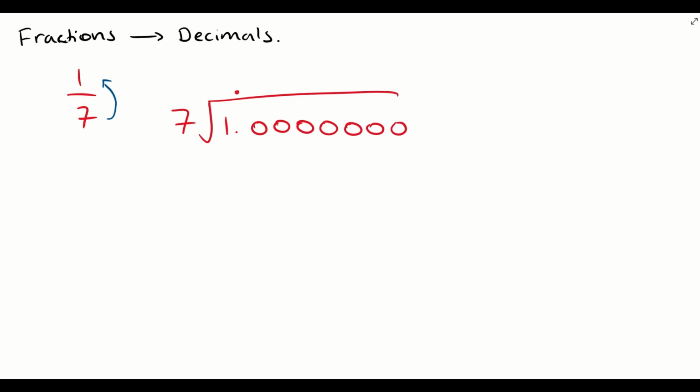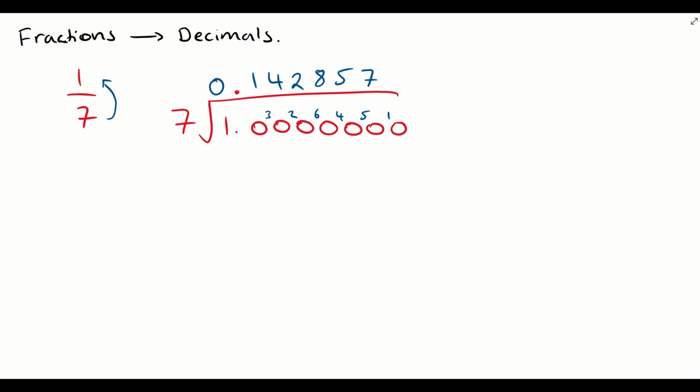So 7 goes into 1 0 times. 7 goes into the number 10 1 time to 7 with 3 left over. 7 into 30 goes 4 times to 28 with 2 left over. 7 goes into 20 2 times to 14 with 6 left over. 7 into 60 goes 8 times to 56 with 4 left over. 7 into 40 goes 5 times to 35 with 5 left over. 7 into 50 will go 7 times to 49 with 1 left over.